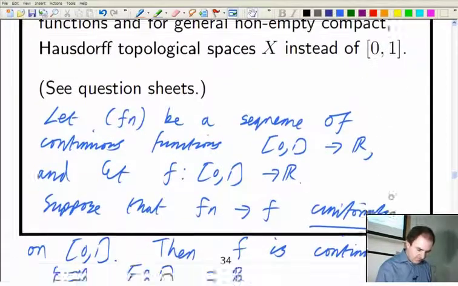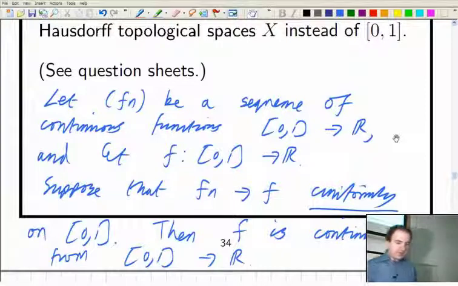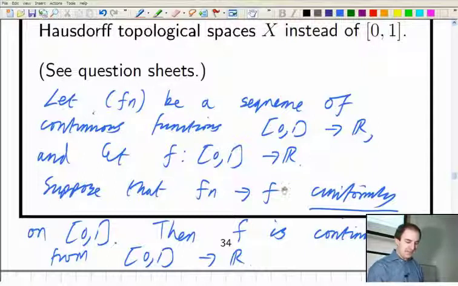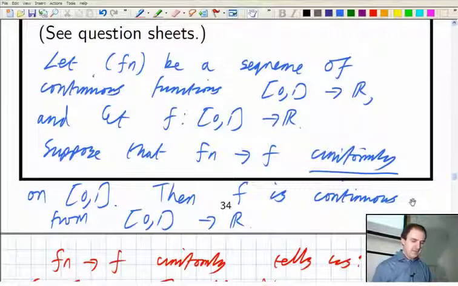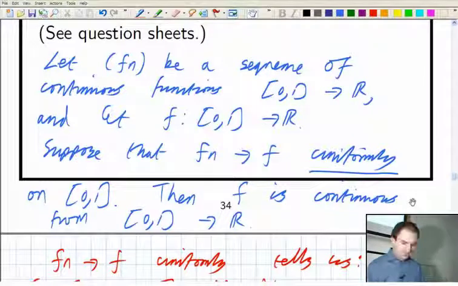So here you are, a sequence of continuous real-valued functions on the unit interval, and I showed that if they converge uniformly to some other function, which is not at first assumed to be continuous or even bounded, so it's not immediately obvious that you can even use norm infinity in this situation, nevertheless, the limit function does have to be continuous.